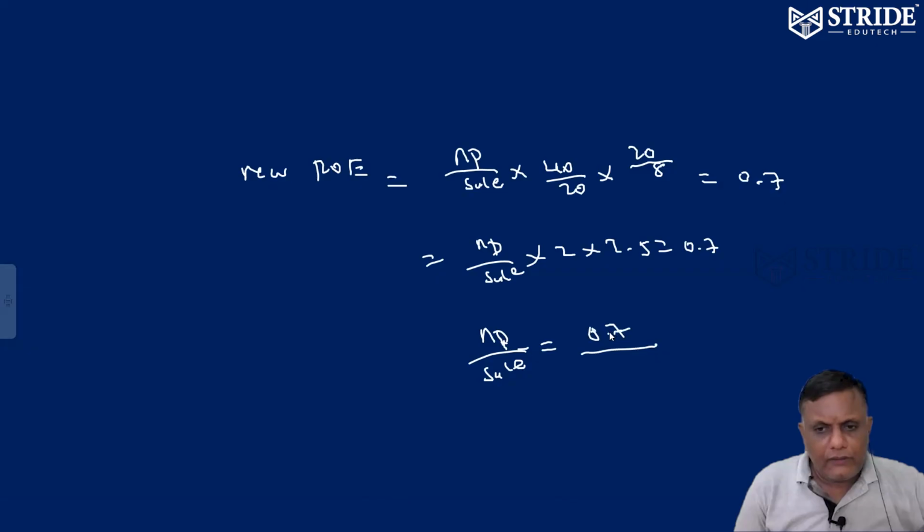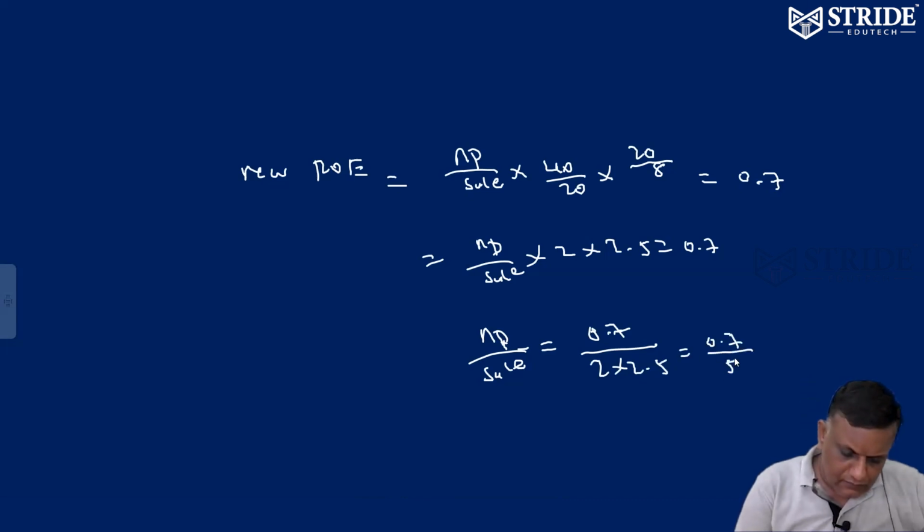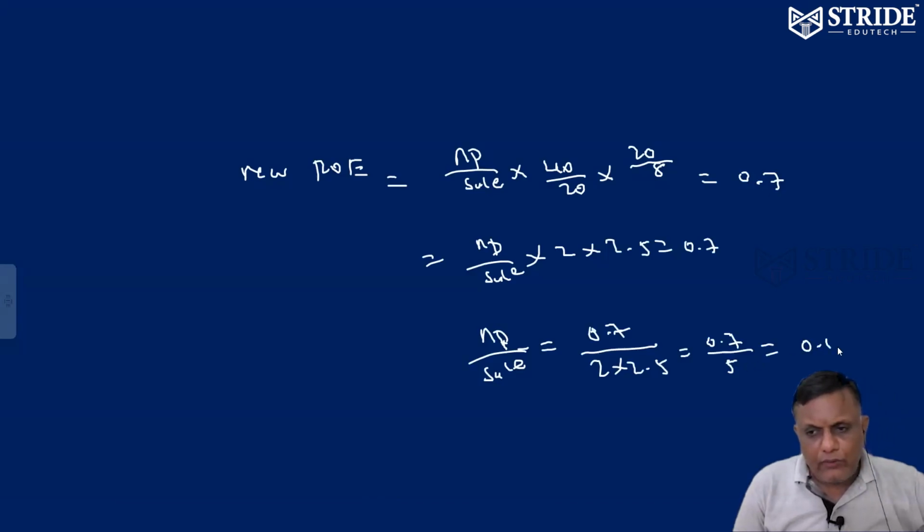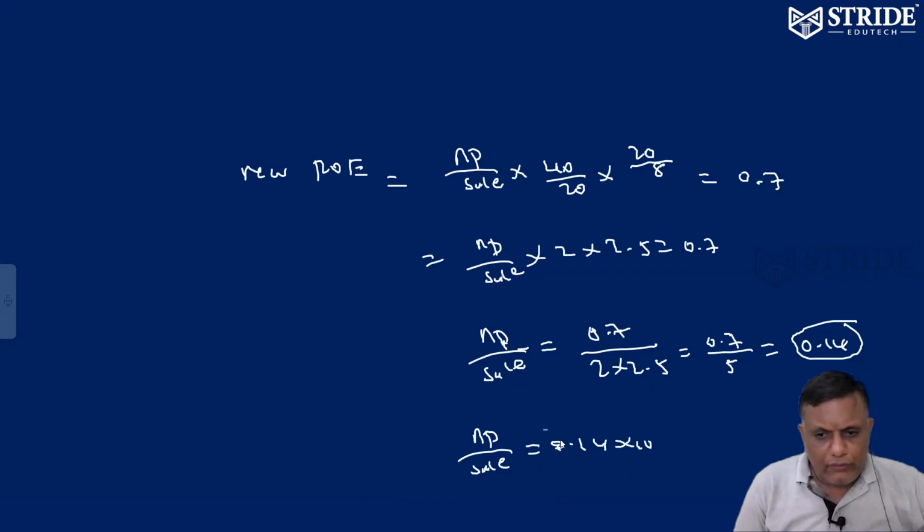by 2 into 2.5, that is 5. So 0.7 by 5 is equivalent to 0.14. So NP by sales, can you convert in terms of percentage? Yes. 0.14 into 100 is equal to 14%.